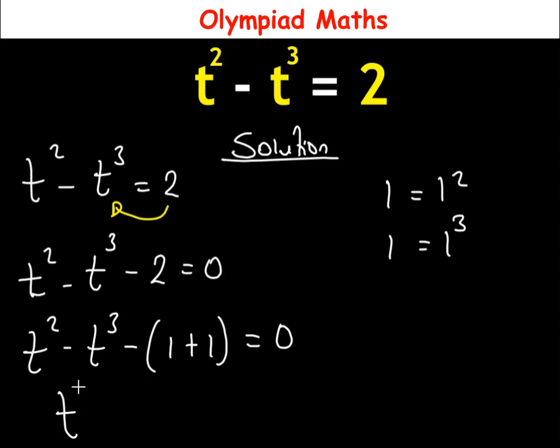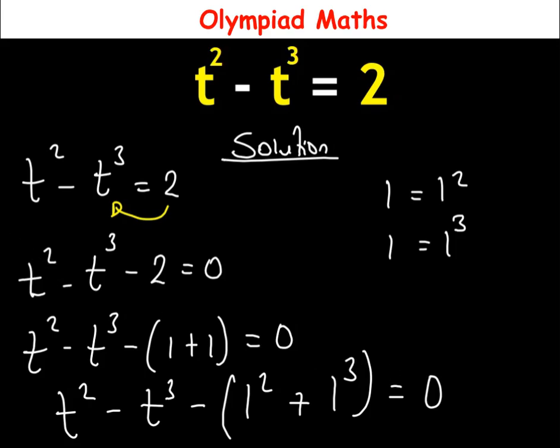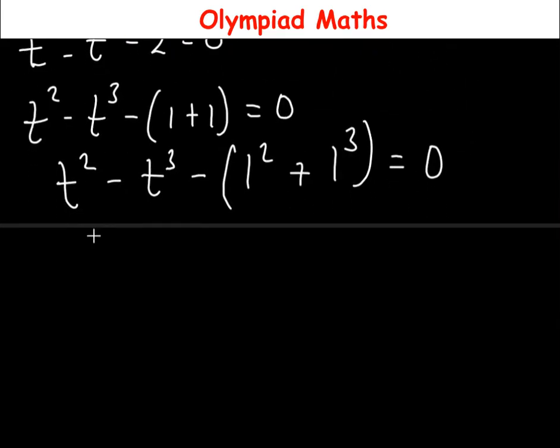So, we have t raised to power 2 minus t raised to power 3, then minus in bracket this 1, we can replace it with 1 squared. So 1 squared, then plus this 1, replace it with 1 cube. So 1 cube is then all equal to 0. So from here, to solve this further, we have t raised to power 2 minus t raised to power 3. Now, minus, we open the bracket. Minus times 1 squared is minus 1 squared. Minus times plus is minus. Then we have 1 raised to power 3 is all equal to 0.